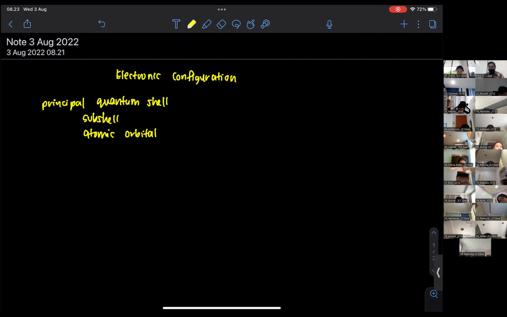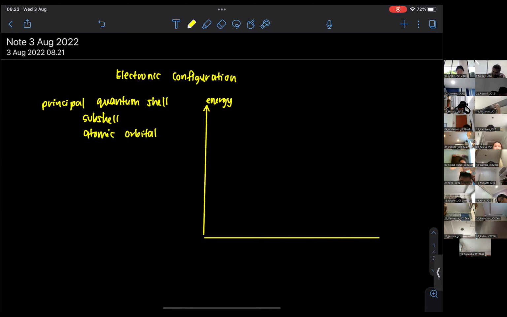What are these? And do remember, when we write down the electronic configuration of any element, we fill up the electrons based on the lowest energy first. So we fill up the electrons using the lowest energy. If I represent this in terms of energy level, the x-axis can be anything. I just leave it like this.